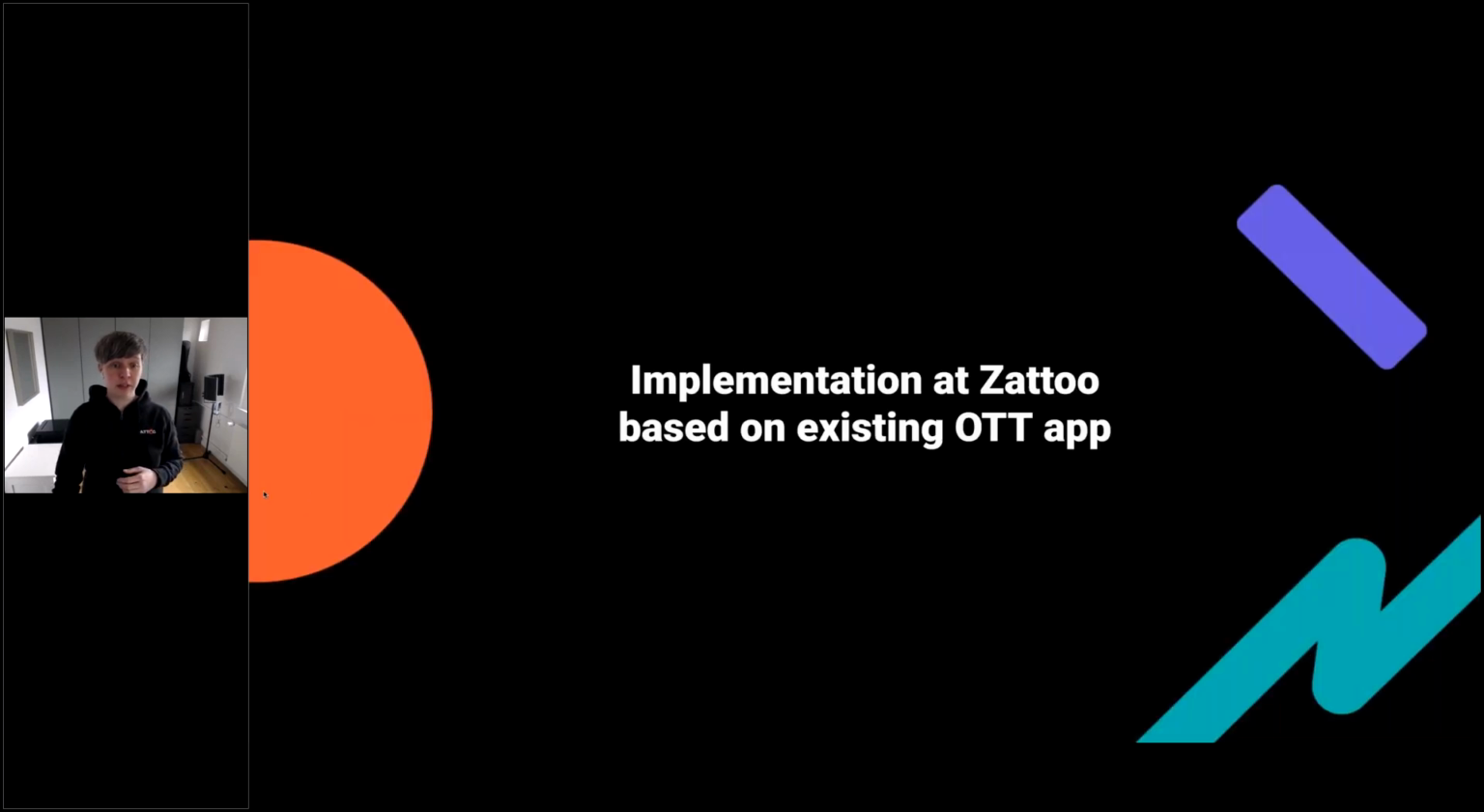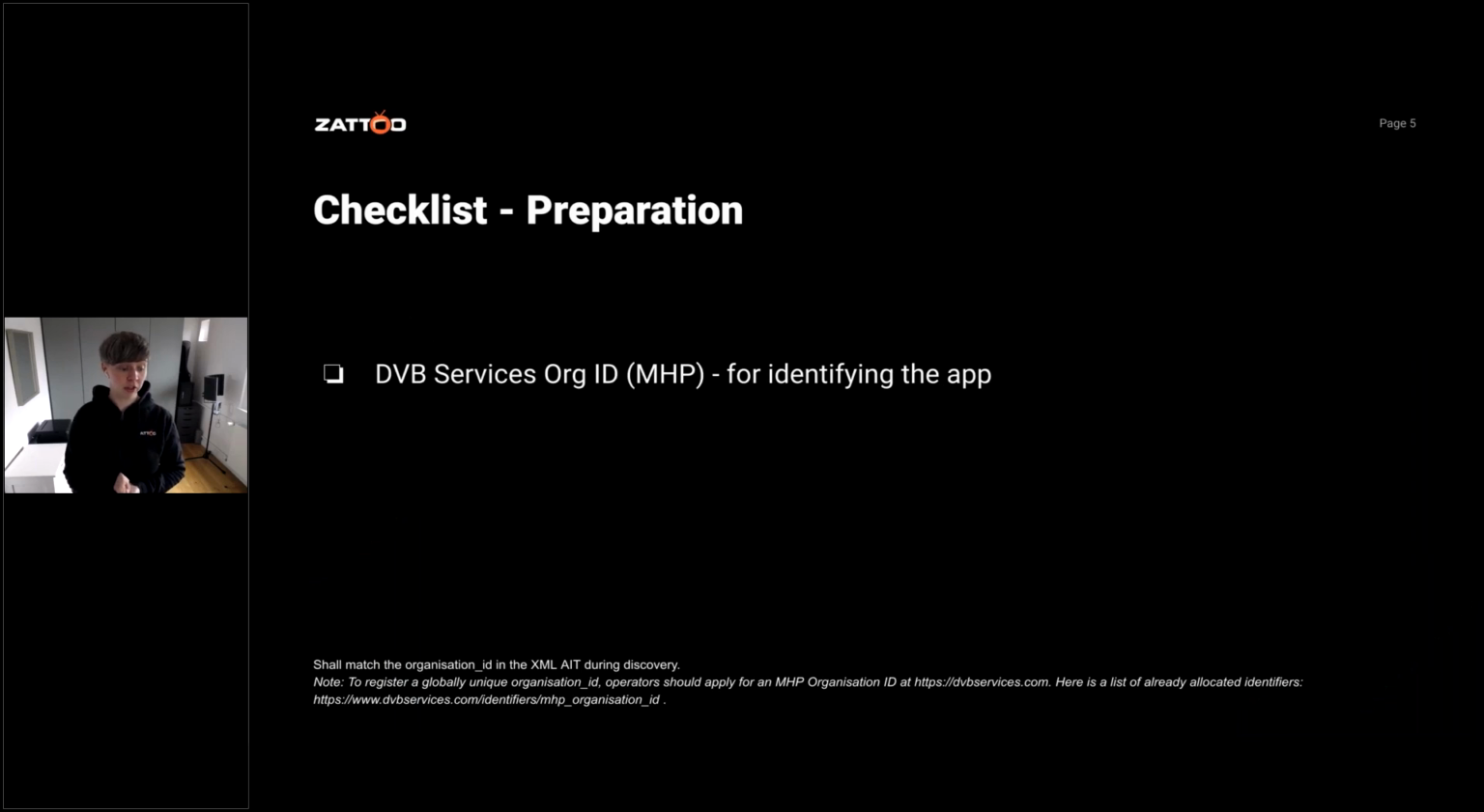So then let's look at the implementation that we actually did at Zattoo. Based on this existing TV app, we had kind of a head start because we don't need to build everything from scratch. But there's one thing that you need to do in preparation, and this is basically what Teun mentioned earlier when he said the TV finds the app. For this, you would need an ID that you can get from the DVB services. It's just an organization ID that would help in the communication with the TV to identify that this is you sending the operator app to the TV. So that's basically everything you need to set up before, ideally, you start the real implementation.